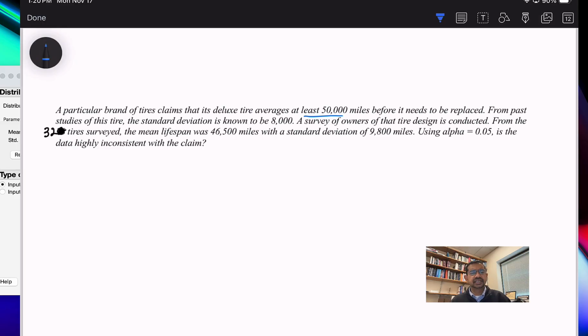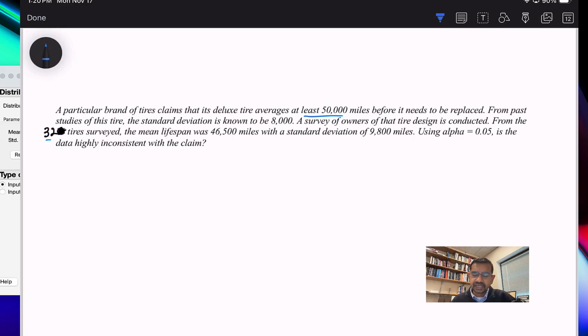A survey is conducted of owners of this tire. The sample size of the survey is 32, so that's our n. From the sample, we find that the sample mean mileage, or the average sample mileage, is 46,500 miles, and the sample standard deviation is 9,800 miles. We want to conduct a test at the level of significance equal to 0.05, or the 5% level of significance, to see if our claim is valid, that these tires last at least 50,000 miles before they need to be replaced or not.